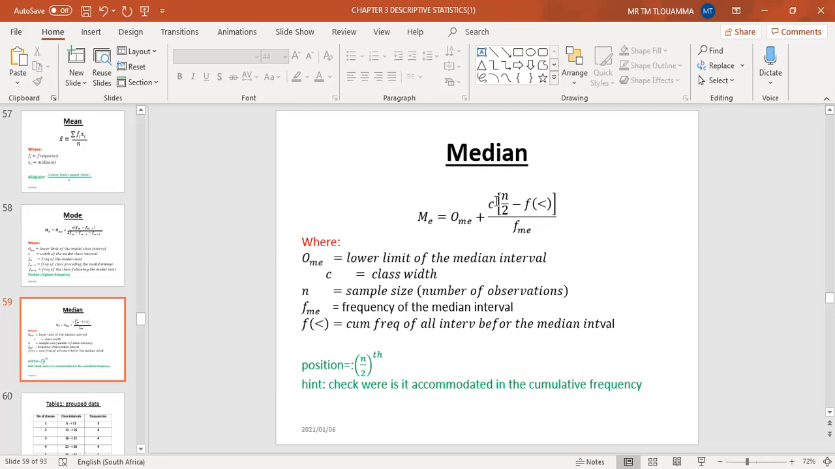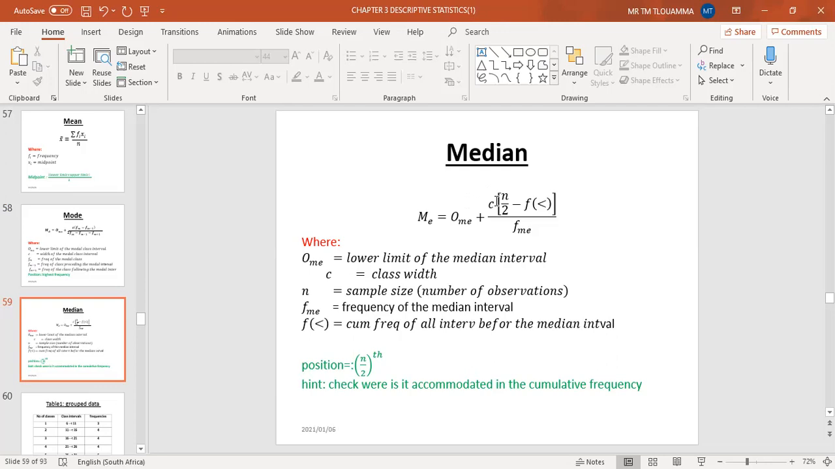Then the C. The C is the class width. Class width is still the same. Let's say we're still using the very same data set that I just gave an example about in the mode. Let's say the class width is still 100. Then into brackets n divided by 2.